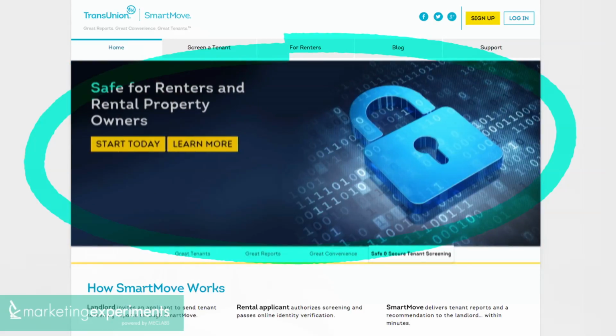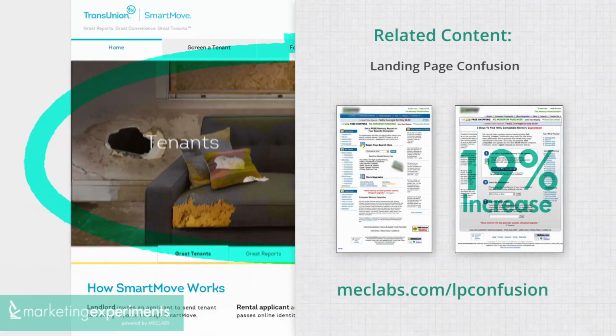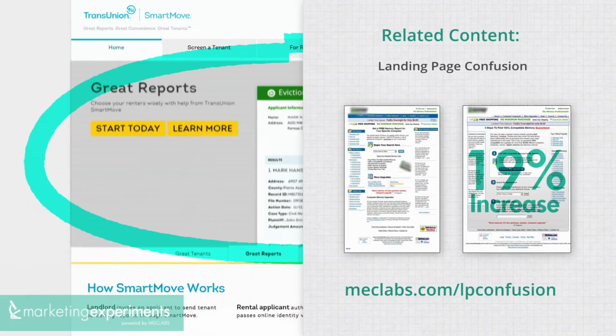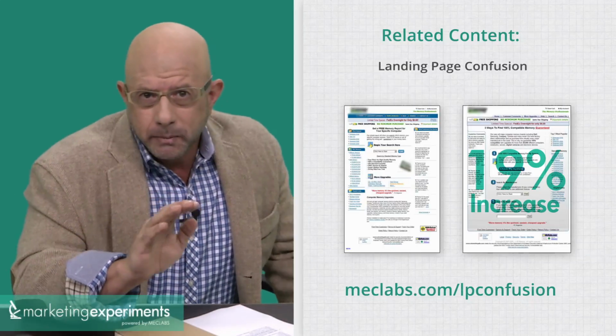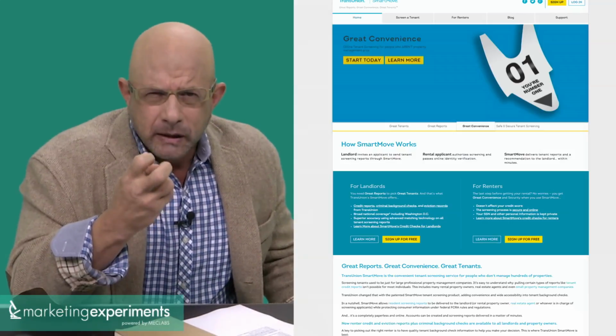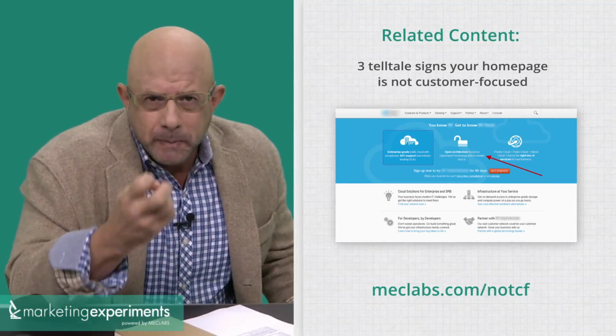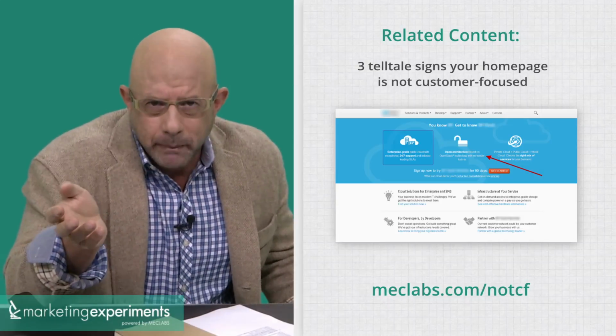Safe for renters and rental property owners. What does that mean? I see a lock and it says start today. Start what? Why would I ever start that? And then tenants, great tenants. So what's the difference? Am I a prospective tenant or a great tenant? And then it begins again, and I still haven't figured out what's going on. I say this kindly, Robert, not to be harsh on you, but I have to assume the voice and the mindset of a prospective customer. And I can tell you that I'm suffering through the top of this page.